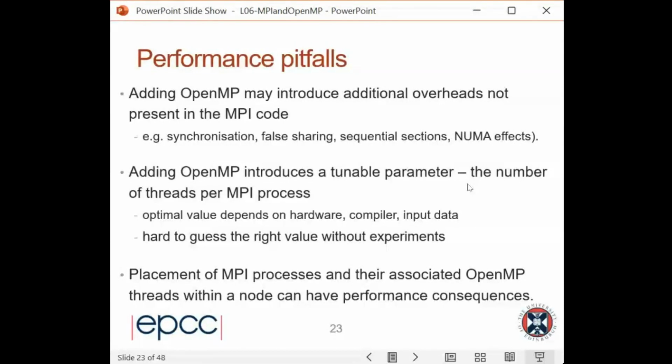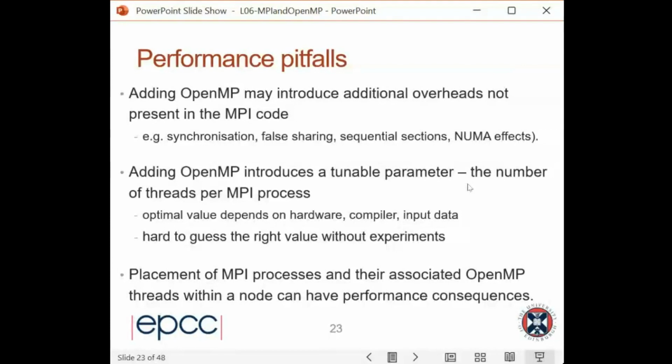you have a huge number of possibilities. You could run the pure MPI code, 1024 MPI processes. You could run 512 MPI processes and 2 threads per process, 256 and 4, 128, 64, 32, 16, 8. So you've got 8 possibilities, combinations of processes and threads, all the way from 1 MPI process per node and 128 threads through to the pure MPI code, 128 processes per node and 1 OpenMP thread.